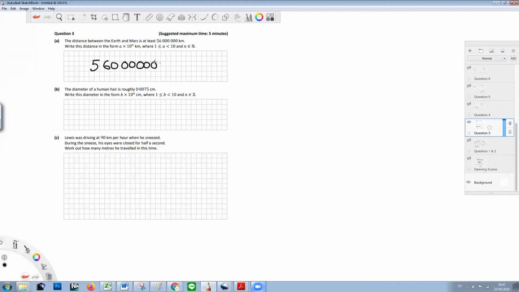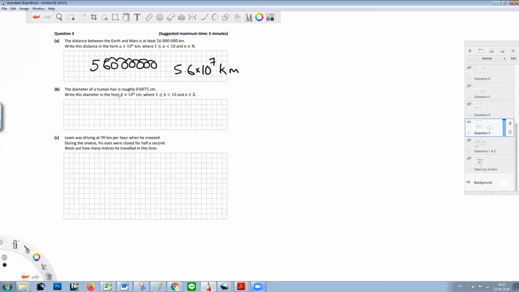So you're going to go 1, 2, 3, 4, 5, 6, 7. So it's going to be 5.6 by 10 to the power of 7 km. And that's it. You just need to be able to do these questions and know how to do them.